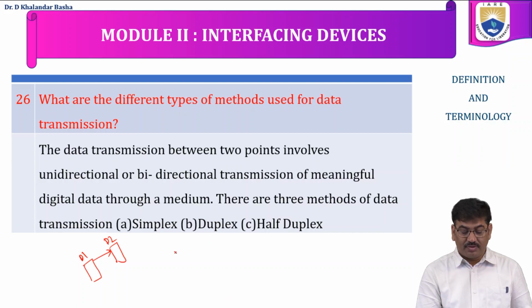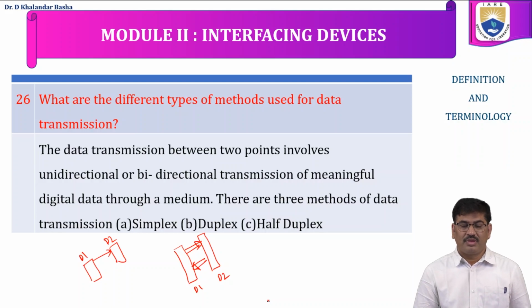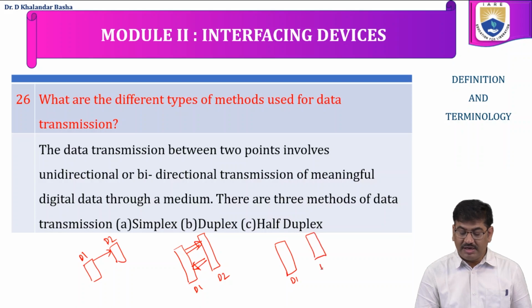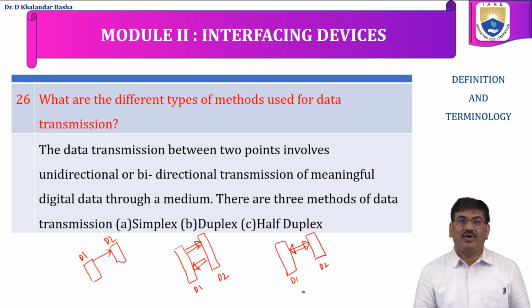Whereas in duplex, we transmit the data between D1 and D2, where the transmission as well as receiving of the data takes place at the same time. In half duplex, it is also bidirectional, that is device 1 will transmit data to D2, as well as device 2 will send data to device 1, but only one device can transmit at a time. Whereas in full duplex, we have both transmission as well as receiving at the same time.